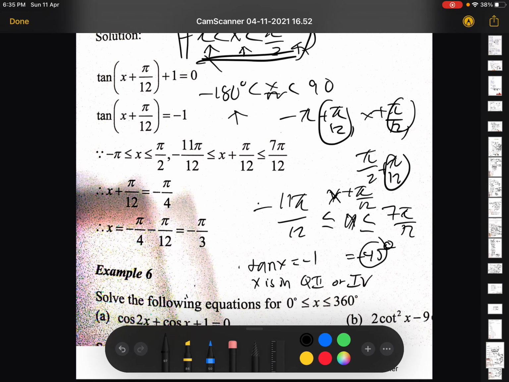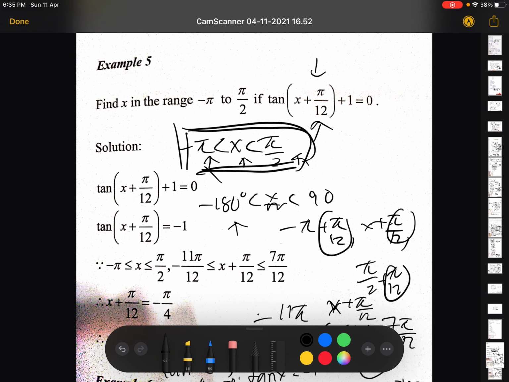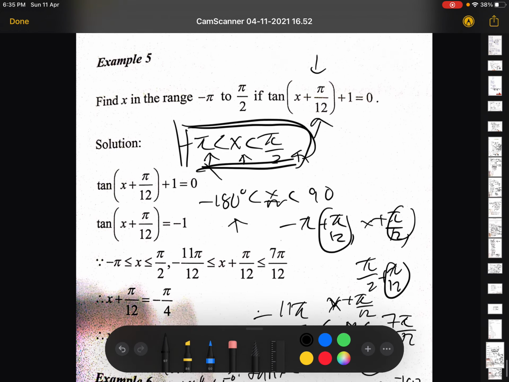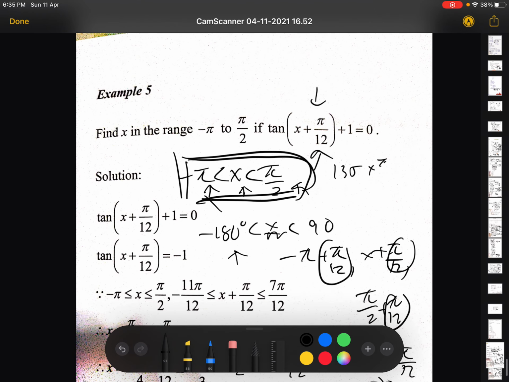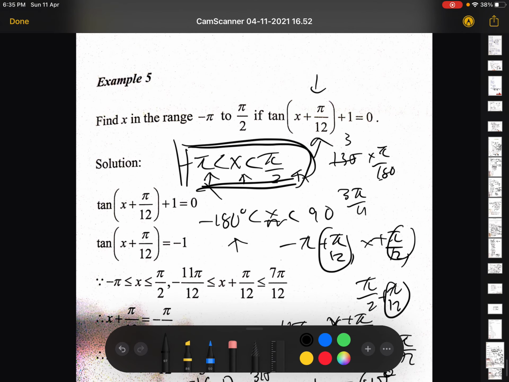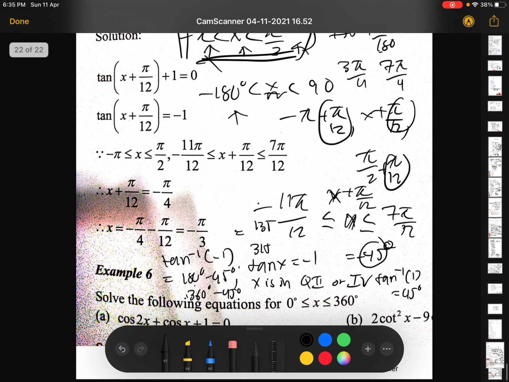So if 10 minus 1 is equal to 45 degrees, therefore 10 minus 1 is equal to 180 minus 45 and 360 minus 45. So you will get 135 and also 315. But then remember, this is in radian, so you have to convert it into radian form. So 135 times pi over 180. This is 3, this is 4, so it is 3 pi over 4. And then 315 is 7 pi over 4.